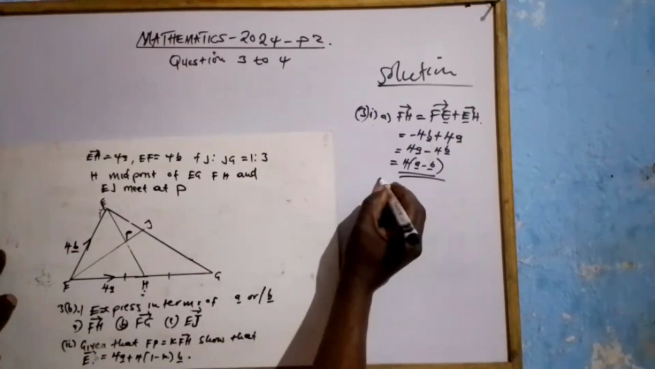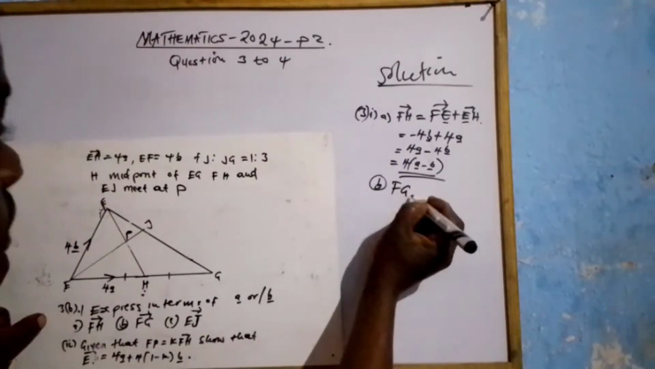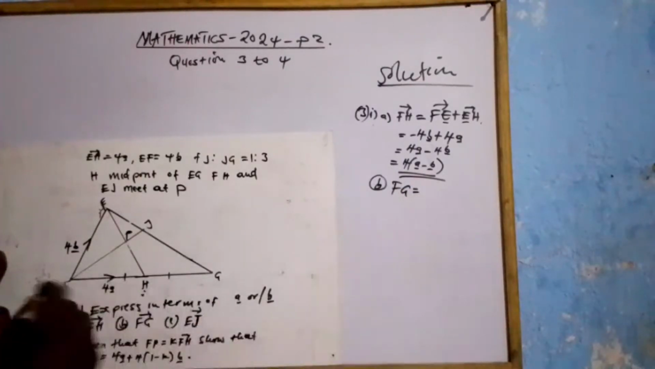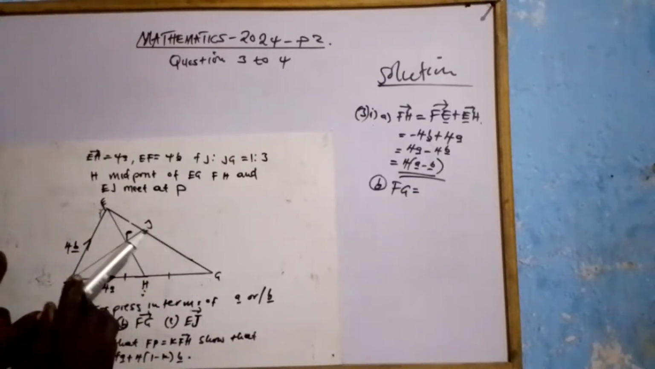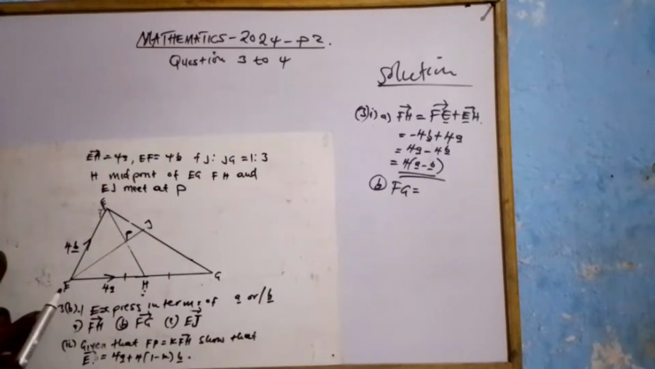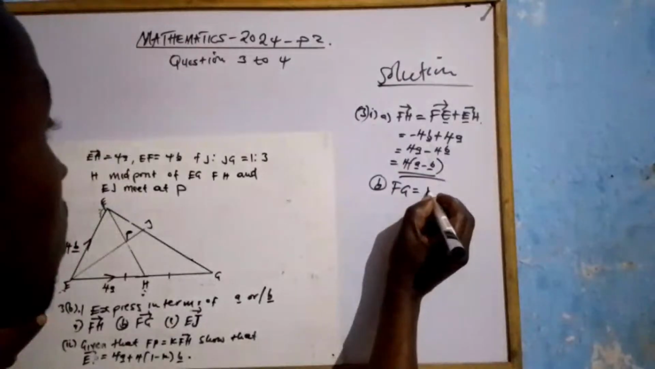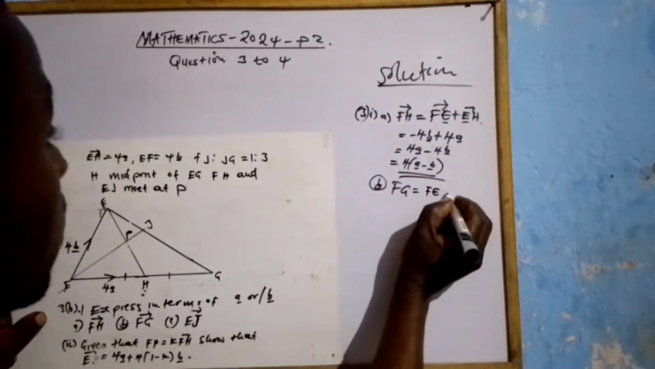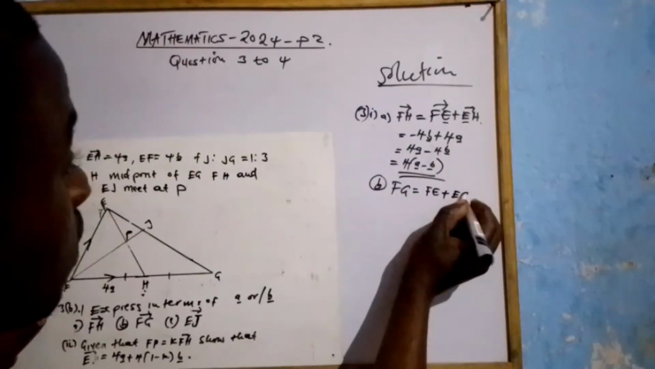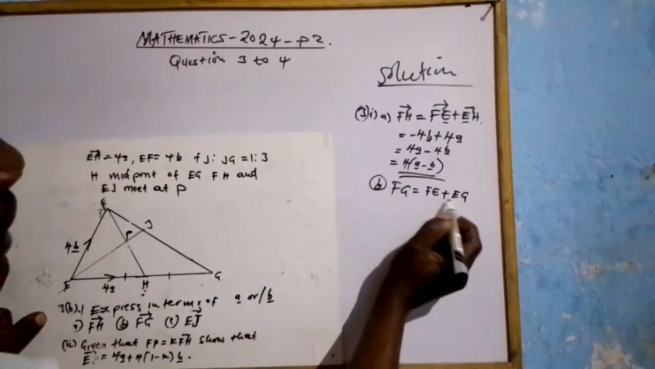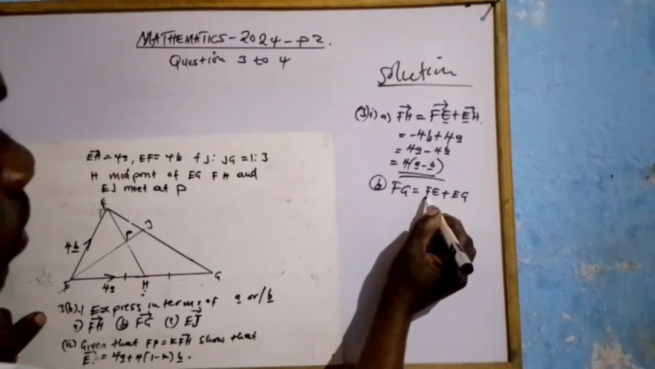So now let's move on to b. In b, we have to find FG. How do we find FG? We can say FG is FE plus EG. You have FE, then EG, and the remaining one is FG.